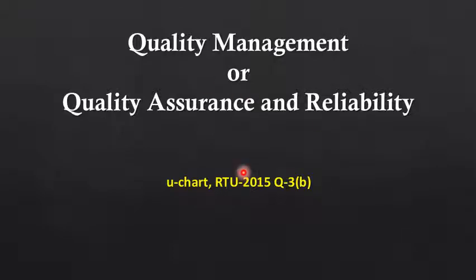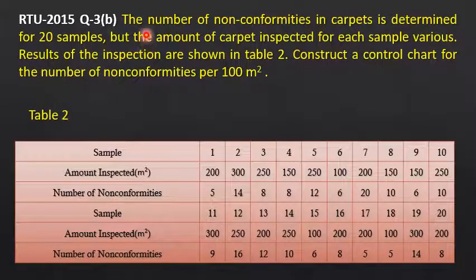Hello everyone. In today's quality management class, we are going to solve one of the numericals from an RTU old paper, and this is an example of a U chart. The given question is: the number of non-conformities in carpets is determined for 20 samples, but the amount of carpet inspected for each sample varies. So this is a good example.